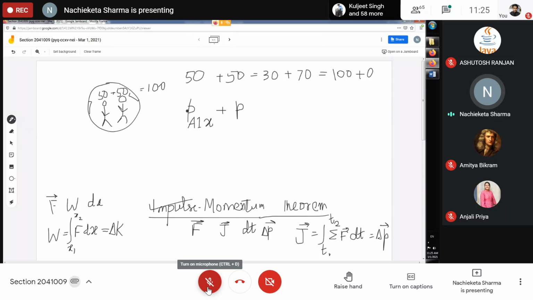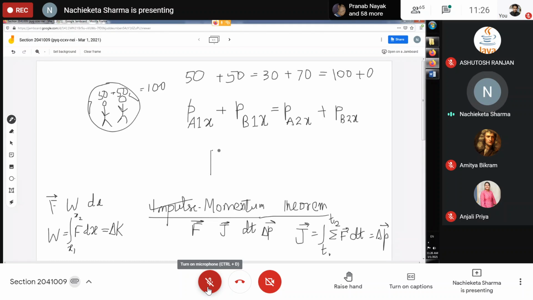What does that mean? That means the initial X component of body A plus the initial X component of body B is equal to the final X component. I will write it as the final X component of body A plus the final X component of body B. Similarly, I can write for the Y component and Z component, isn't it?